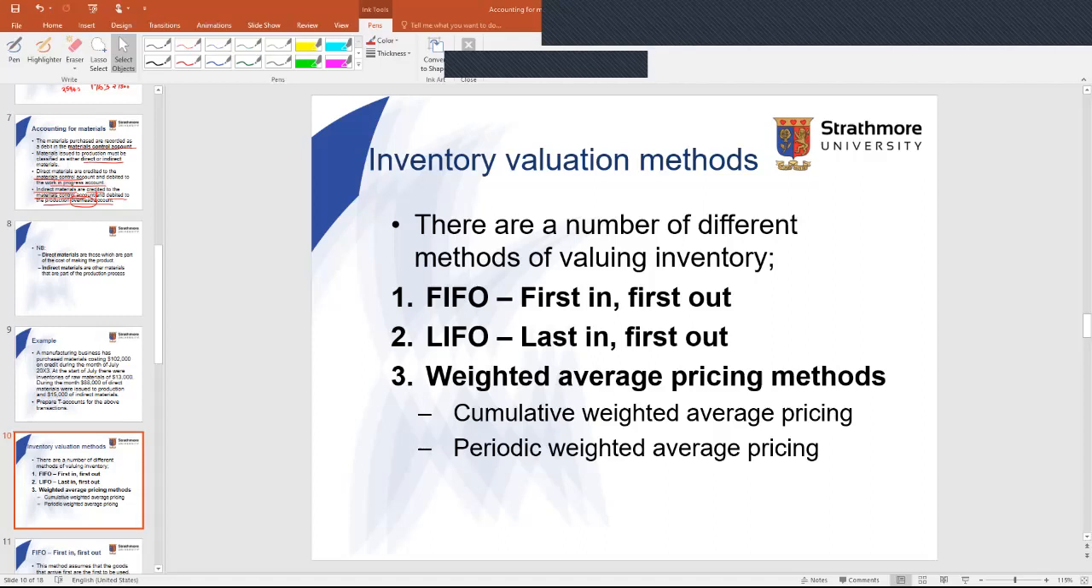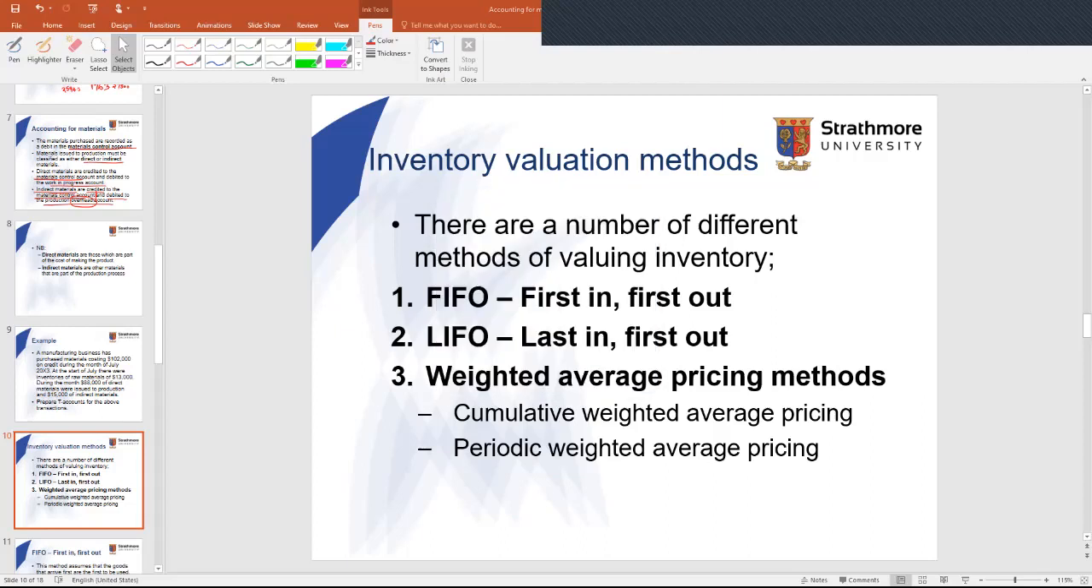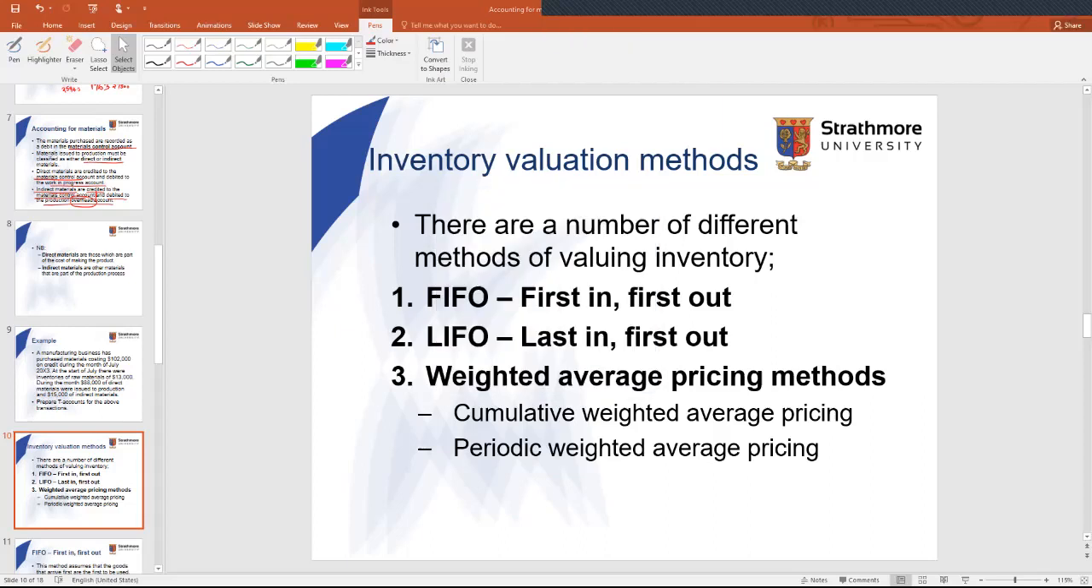So let's begin with the first one, the use of the first in, first out method.